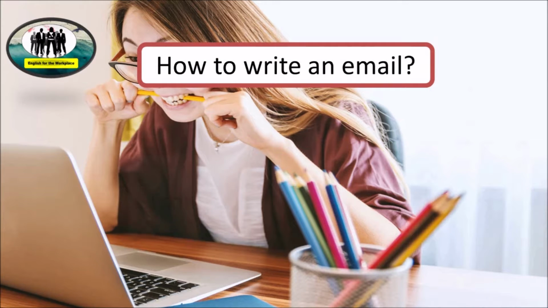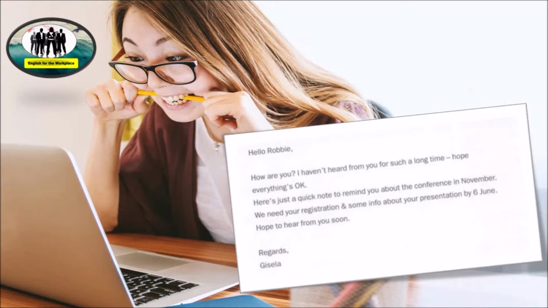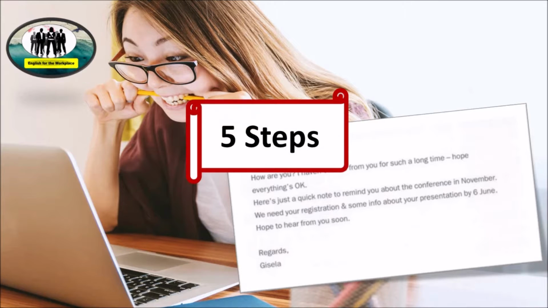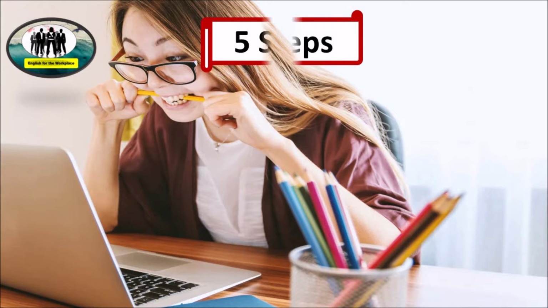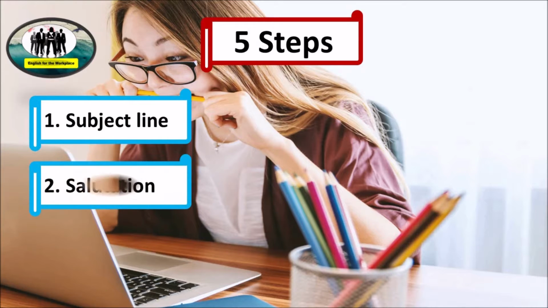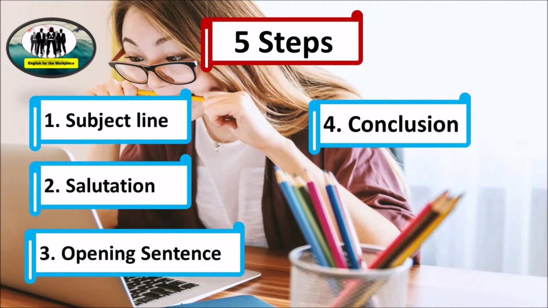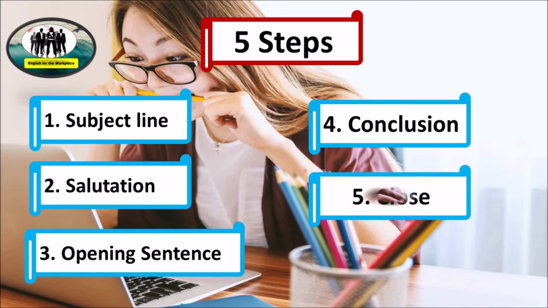How to write an email. An email can be formal or informal. Every email should consist of 5 steps or 5 parts. What are these 5 parts or 5 steps? Number 1, the subject line. Number 2, the salutation. Number 3, the opening sentence. 4, the conclusion. 5, the close.